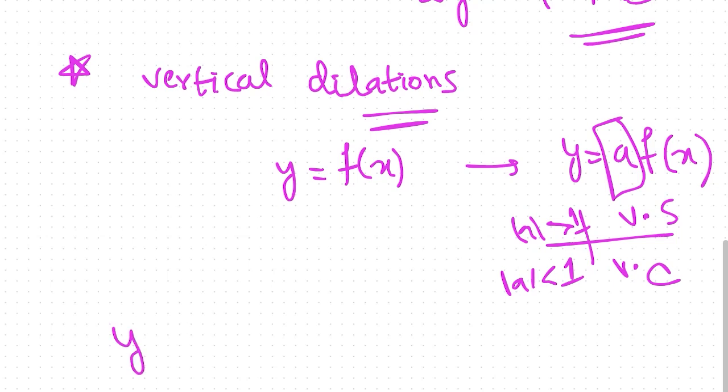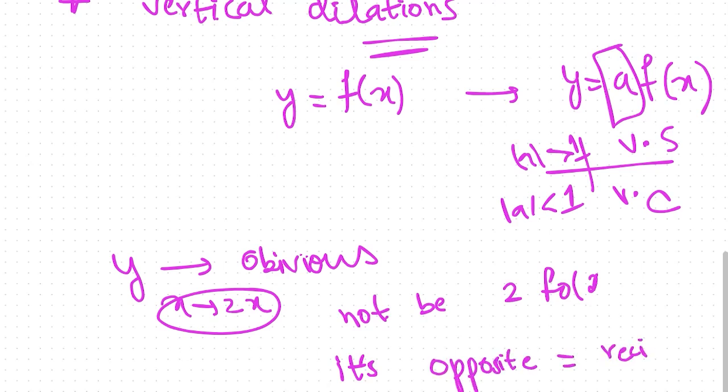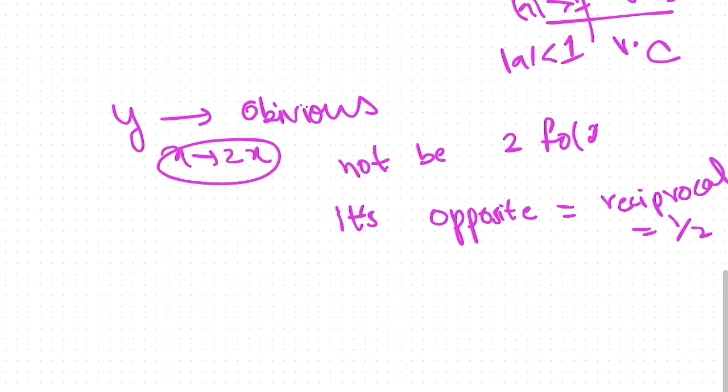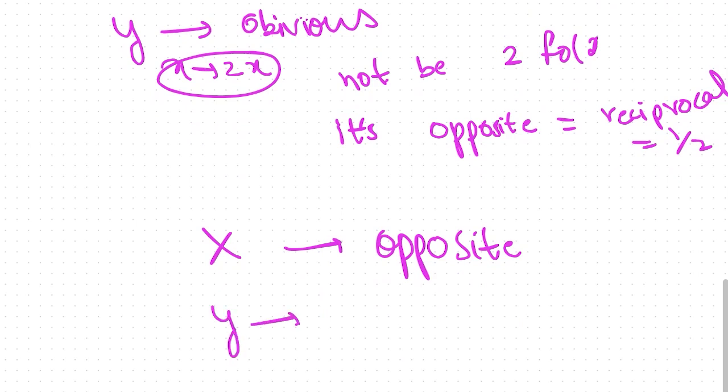So for y, it is obvious. But for x, if x becomes, let's say, 2x, it's not obvious. It will not be twofold. It's the opposite. So it's 1/2, the reciprocal. So you can remember it like this: x means opposite, like in English, synonyms and antonyms. So for y, simple.